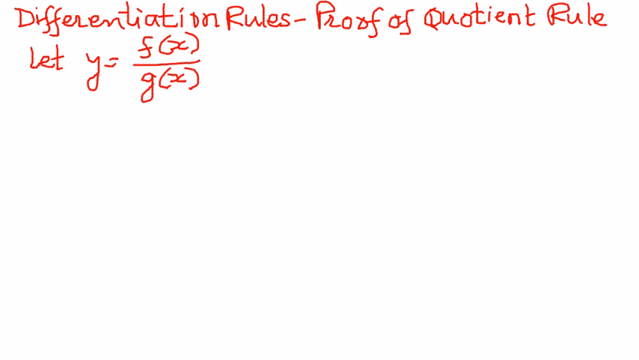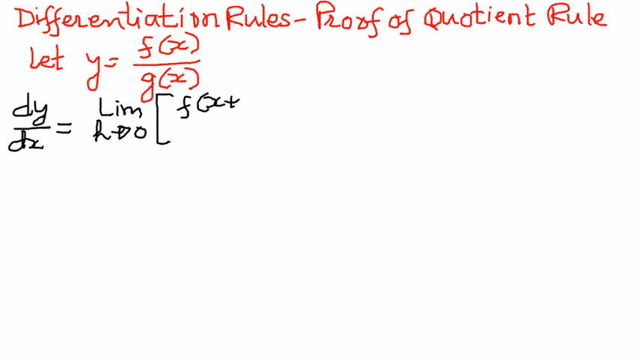Then we're going to try to prove this quotient rule, and to do that we're going to follow the following steps. Step number 1, apply the derivative formula of limits. The way we know it, dy by dx is going to be equal to the limit as h approaches 0 of f of x plus h minus f of x, this whole thing divided by h.